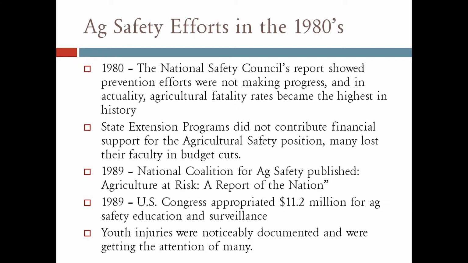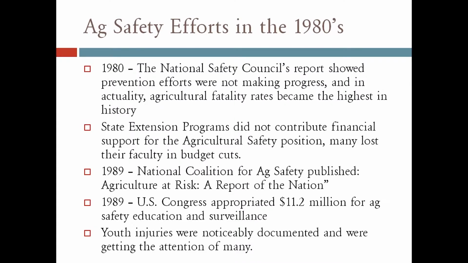So consequently, its effectiveness in terms of what could be done programmatically decreased over time. Some states contributed significantly in other ways, others did not. In 1989, and we'll talk more about this later, the National Coalition for Ag Safety published Agriculture at Risk, a report to the nation. And the U.S. Congress appropriated $12.2 million for ag safety education and surveillance through the National Institute of Occupational Safety.